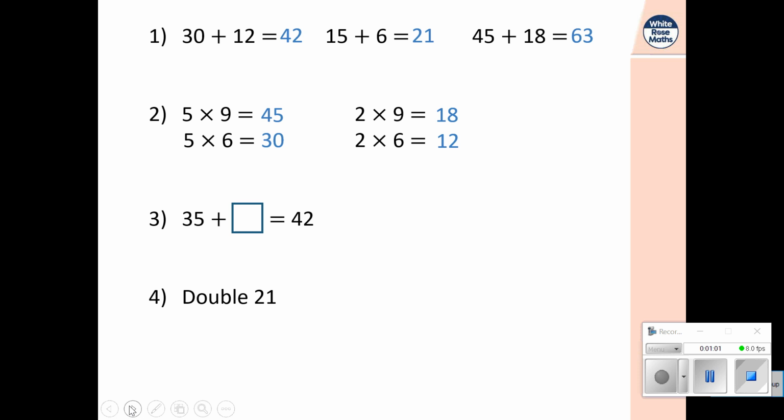So now we have 35 add something is 42. The way I would answer this would be to use my inverse operation, and you find out what 42 take away 35 is, and the answer is 7. But you could also have started at 35 and counted up until you got to 42. And finally, double 21 is 42. We're going to double the 2 10s, which is 4 10s, and double the 2 1s, which is 2 1s.